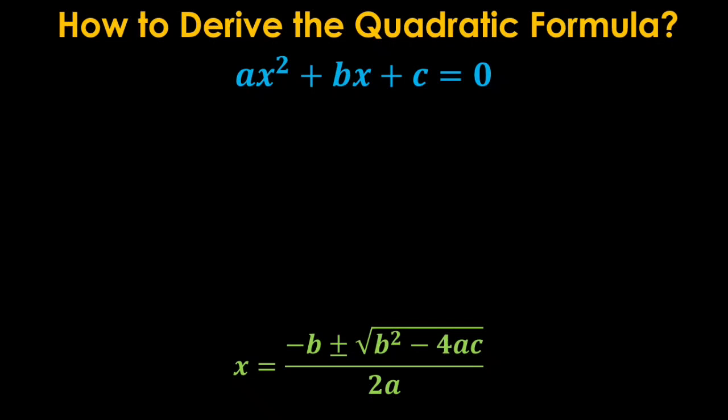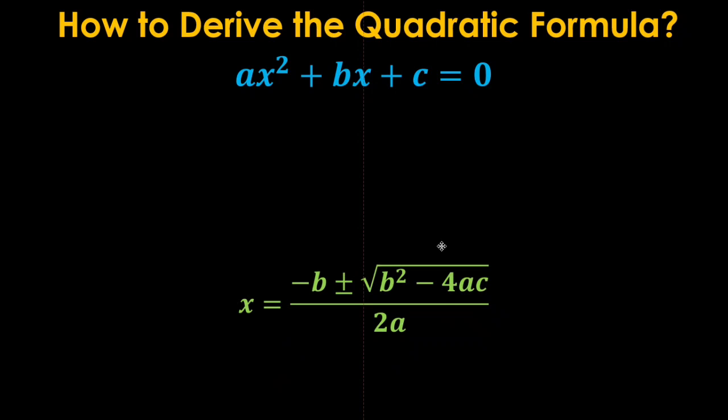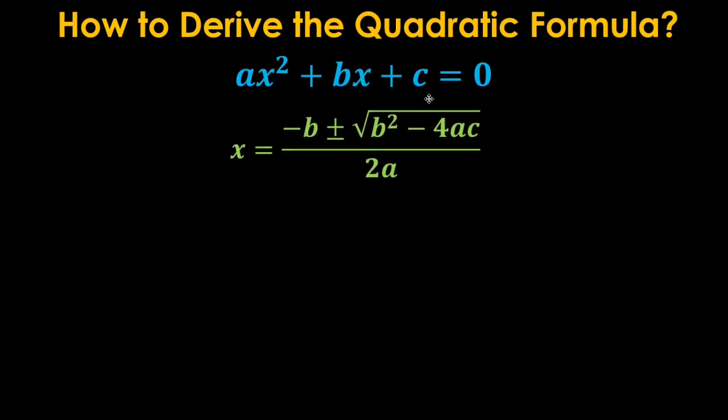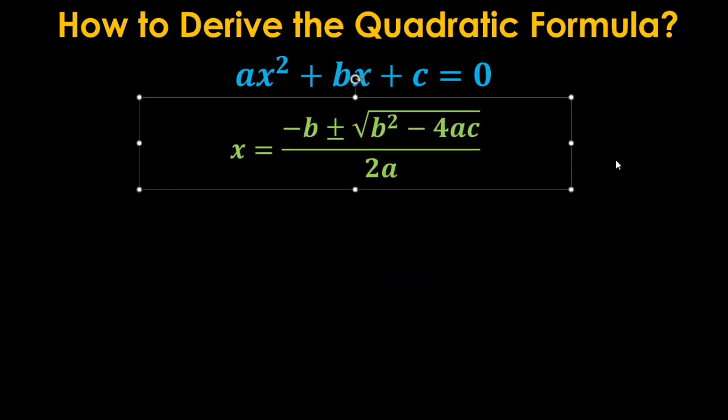In this video, we're going to derive the quadratic formula. If we have a quadratic equation like this, where x is a variable, a, b, and c are any real numbers, then we can derive the value of x in this form, which is called the quadratic formula. In this video, we're going to show how to derive this formula.